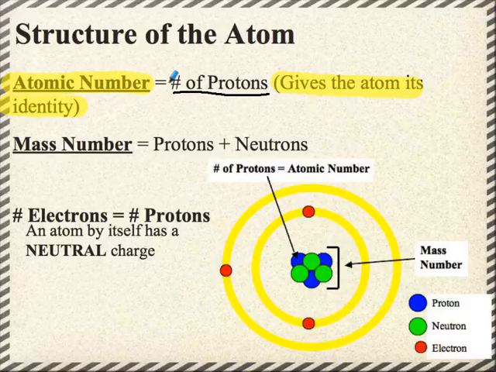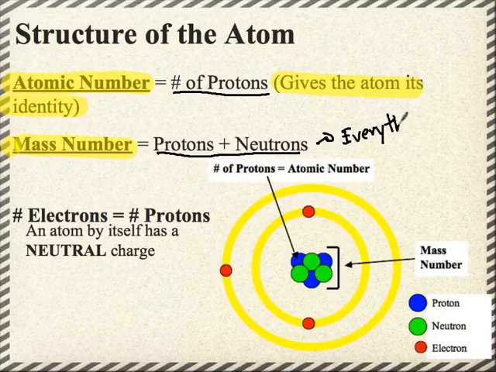All right. The other thing that we can get out of the structure of the atom once we draw it correctly is you can find its mass number. And the mass number is just the number of protons plus the number of neutrons. So really what it means is everything that's inside the nucleus. So I'm going to write that down: everything inside the nucleus.